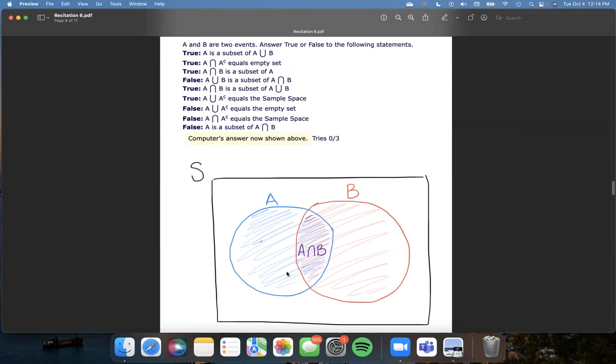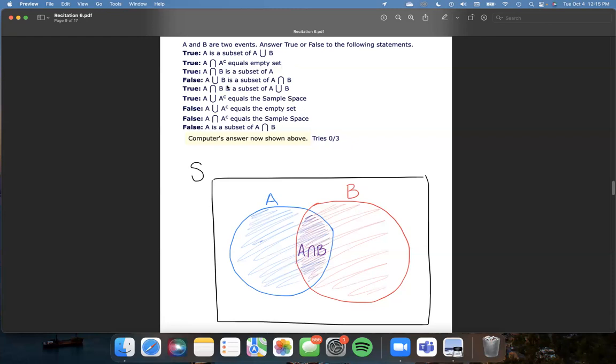So A is all of the blue. And A complement is all of the sample space except A. So that would be this part of the red and then all of this outside space. So if we take the intersection of A and everything that's not A, we're going to see what A has in common with everything that's not A, it would be nothing. So the intersection is the empty set.